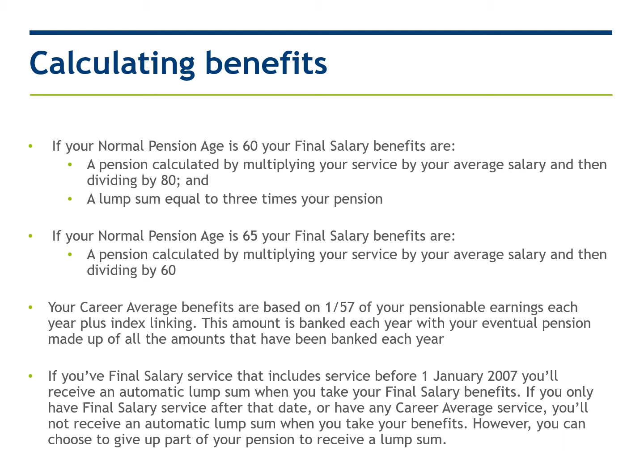For someone who comes under the career average arrangement, your benefits are based on 1/57th of your pensionable earnings each year. Your cumulative accrued pension is revalued each year based on whether you're in service or come back into service after a break of no longer than 5 years. If you had a break of less than 5 years, then it is index-linked in line with the Consumer Price Index, plus an additional 1.6%. If you have a break of 5 years or more, then it would just be index-linked with CPI.